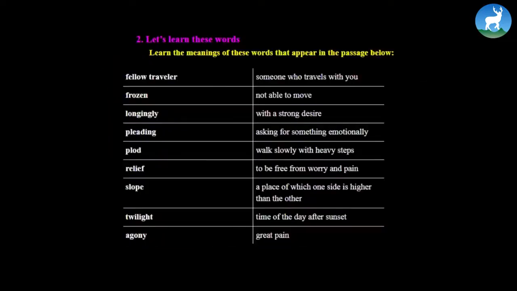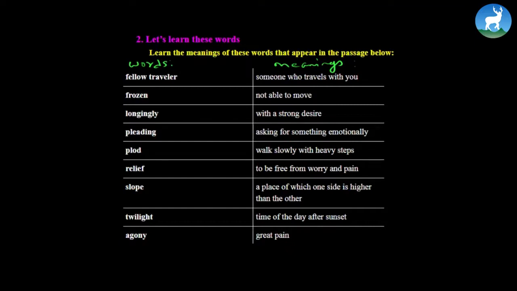Now these are the vocabulary words, alright, and its meanings here. So these are the words which are all used in the passage which we are about to begin. Okay, and just don't depend on these vocabulary words given in the book. Make sure that you are making best use of your dictionary. Alright, so in the meantime, let's look at these words and what do they mean. Let's learn these words. Learn the meanings of these words that appear in the passage below. The passage which we are yet to read.